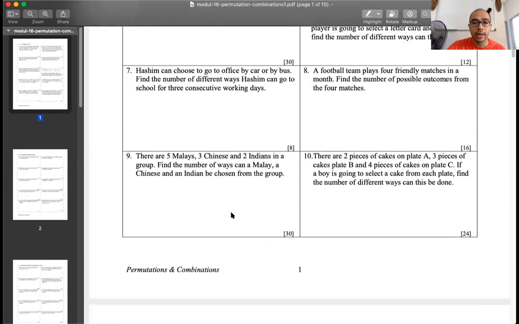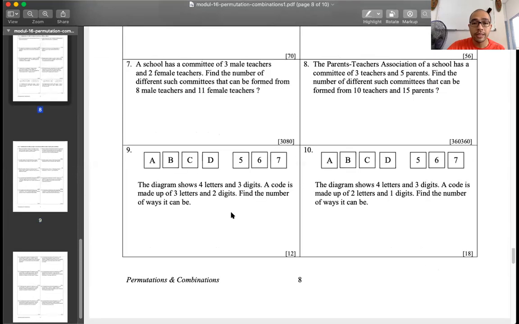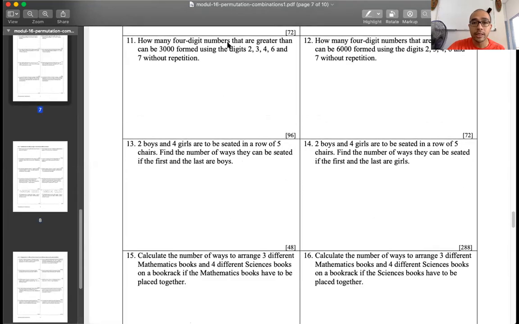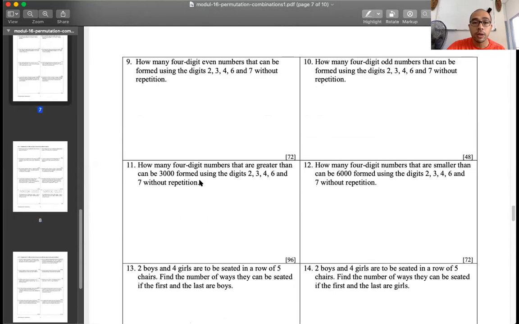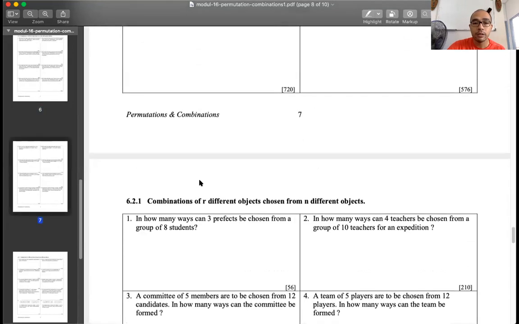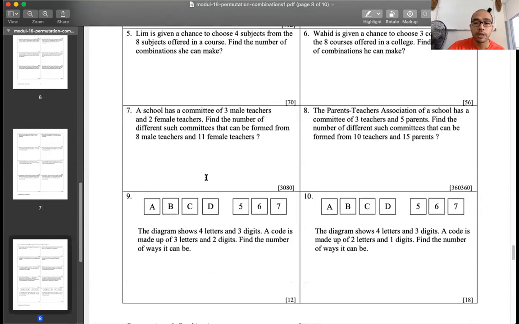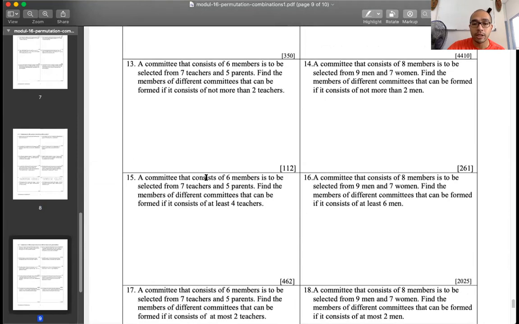Okay, so finish up the module. The day I told you to do until page 7, makan. Today, since we have already finished combinations, go all the way. This is the last one, permutations. Page 8, page 9, page 10, three pages only. Okay, permutations, page 8, page 9, and page 10.